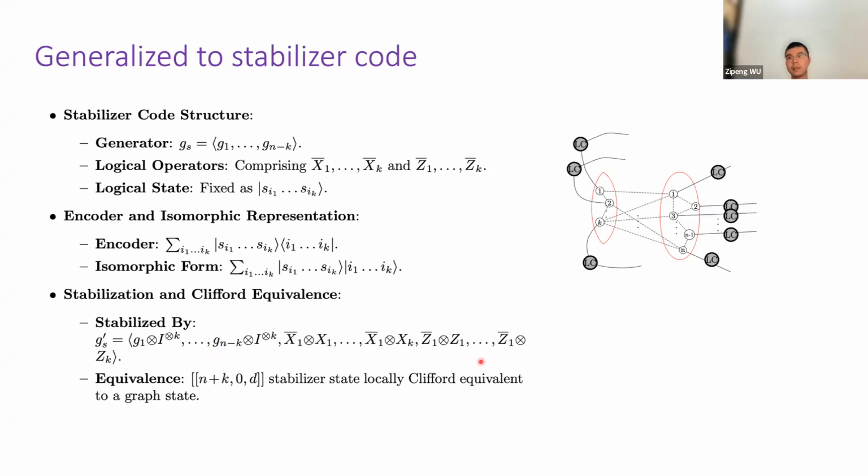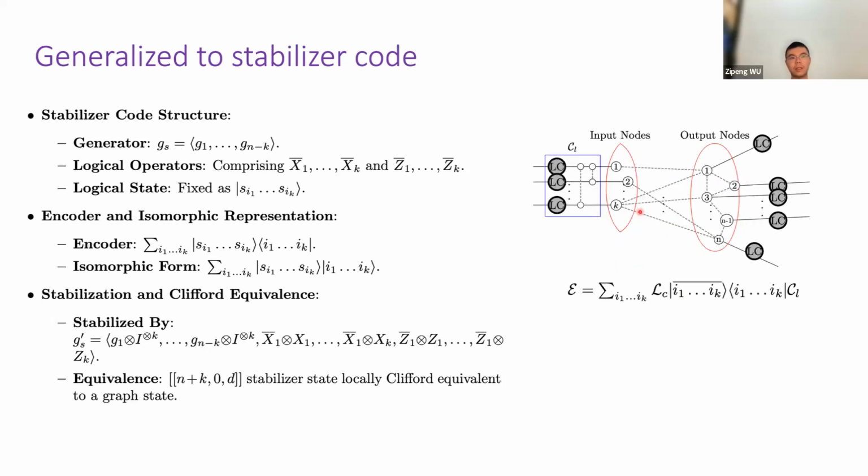So there's m plus k independent generators. Therefore, the encoding state: the encoder of the stabilizer code is isomorphic to a stabilizer state, and a stabilizer state is local Clifford equivalent to a graph state. Therefore, the encoder of the stabilizer code can first be expressed in this graph-like form, and we use the channel-state duality.